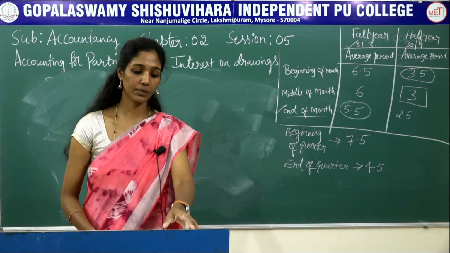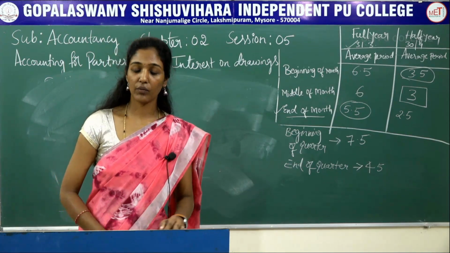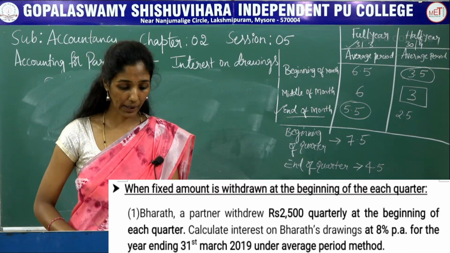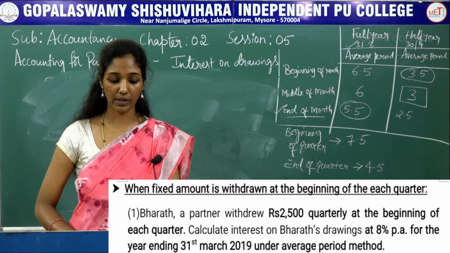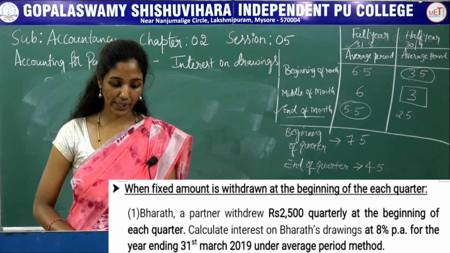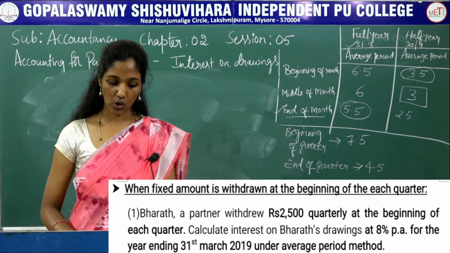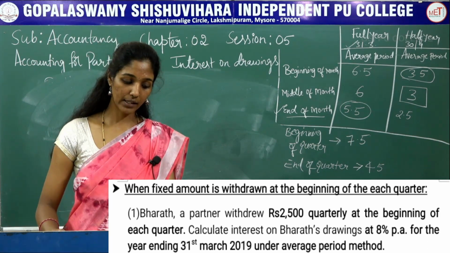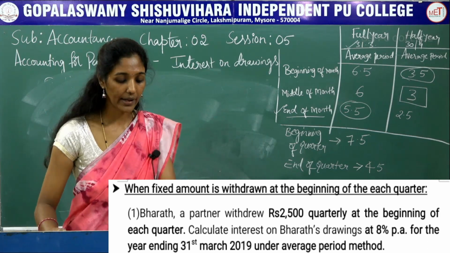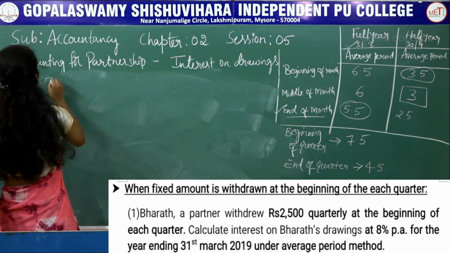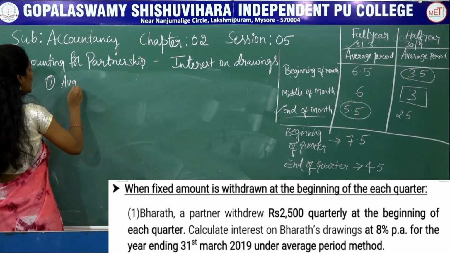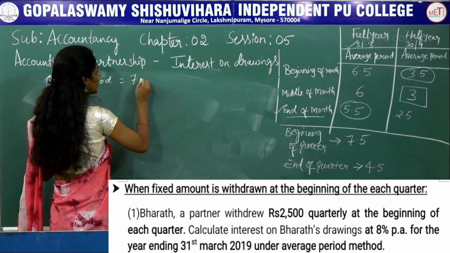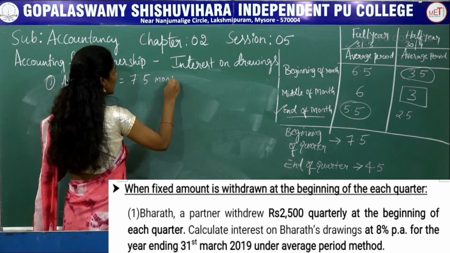Now let's solve the problems based on when a partner withdrew at the beginning of the quarter. Bharat, a partner, withdrew rupees 2,500 quarterly at the beginning of each quarter. Calculate interest on Bharat's drawings at 8% per annum for the year ending 31st March 2019 under the average period method. As usual, the first step will be calculation of average period. We know the average period is 7.5 months.